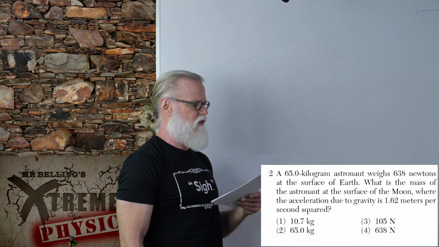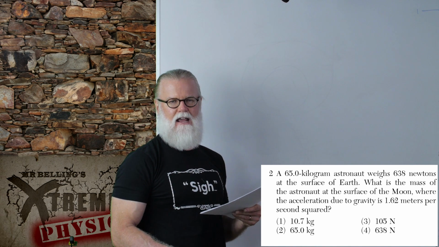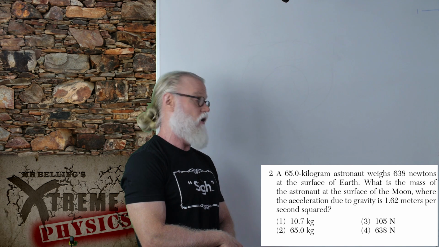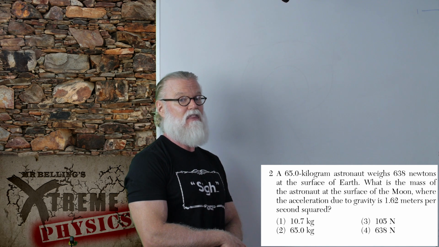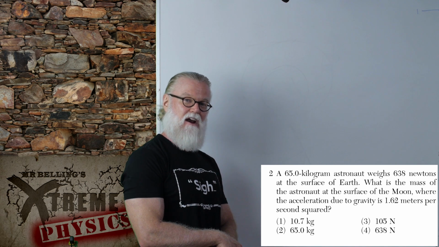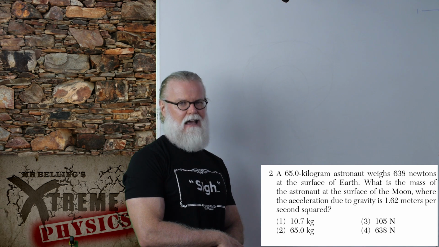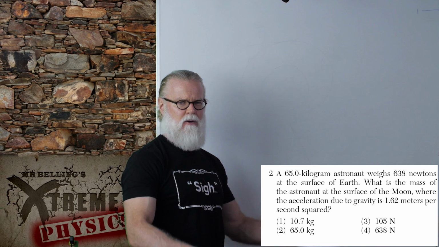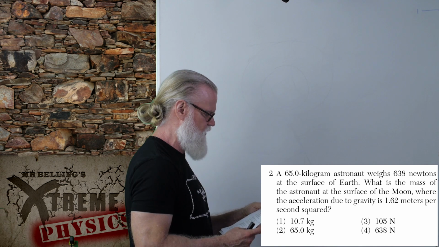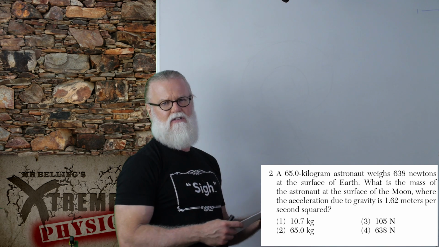Weighs 638 newtons. 638 newtons is how much is being pulled down, because the guy, or the woman, whatever kind of human being it is, has stuff. And because they have stuff, they're attracted to other things with stuff, like the planet Earth, terra firma. So it has weight, 638 newtons of weight at the surface of the Earth.